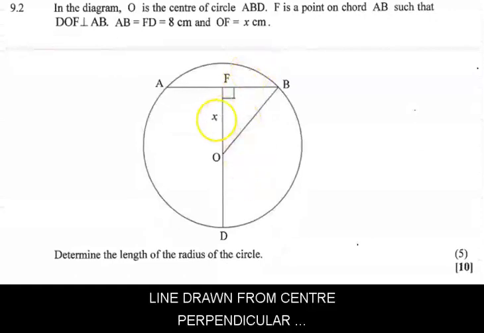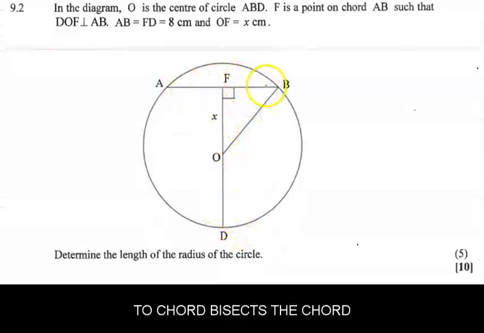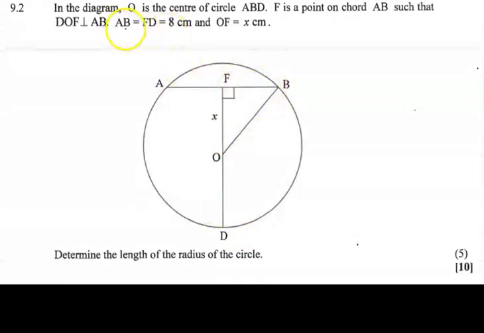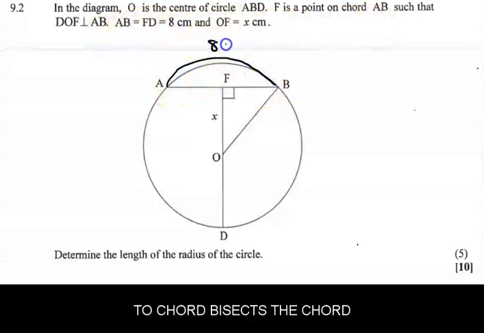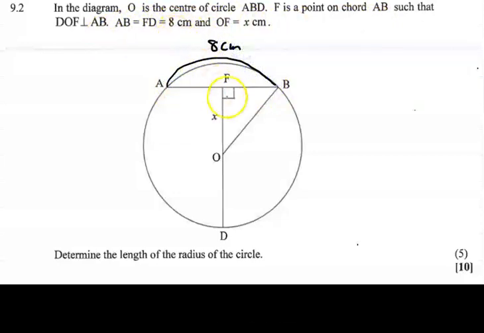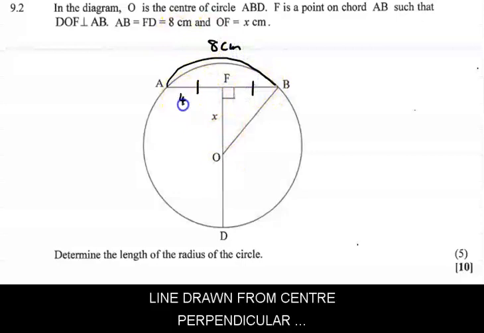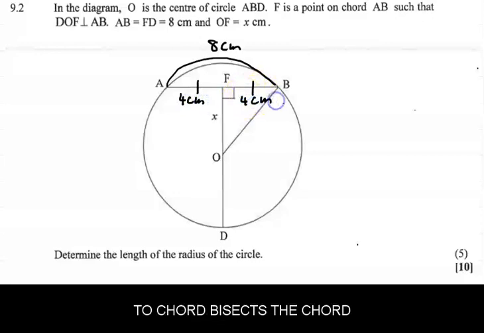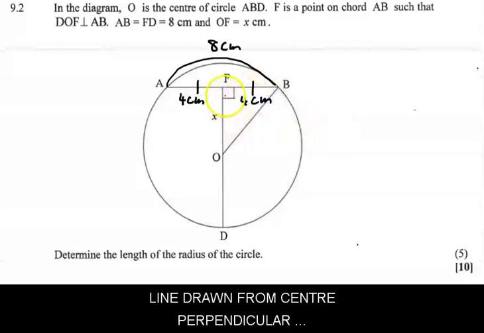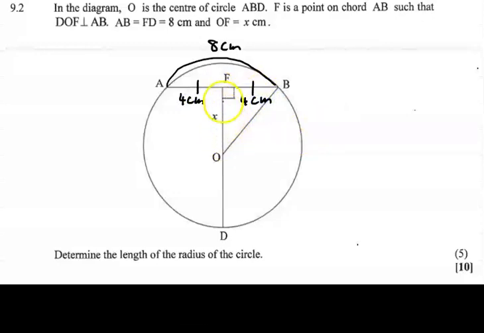Now, remember that we just proved the theorem that if a line is drawn perpendicular to a chord, it bisects the chord. So let's look at our information. It says here that AB equals FD equals 8. So if AB is equal to 8 centimeters, remember we are given here that a line is drawn perpendicular to this chord, which makes AF equal to FB. So therefore that's going to be 4 centimeters, that's AF, and FB is also going to be 4 centimeters. What else are we given? We are given that OF is equal to X.